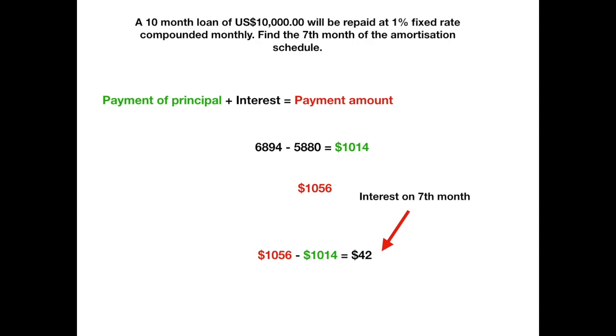So if we want to know the value of interest, what we simply must do is, again, a little bit more algebra. We use the answers that we had, which were 1,014 for payment of principal and 1,056 for payment amount, and we subtract these values from one another, and we come to the answer of $42. That is the interest that was paid on the 7th month.